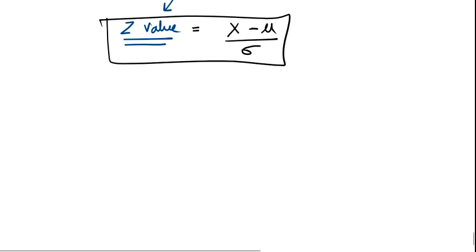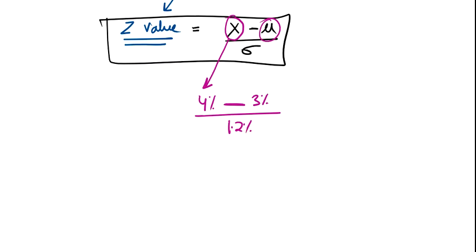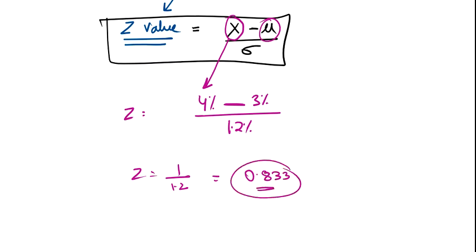Now what this z value actually is, see, what is this x? This x means 4%. What is our mu? It was 3%. What is my standard deviation? It was 1.2%. Clear? So this will give me the z value. Let us calculate. That is z is equal to 1 by 1.2, so z is equal to 0.833. Clear? Are you getting the point? This is the value of the z.